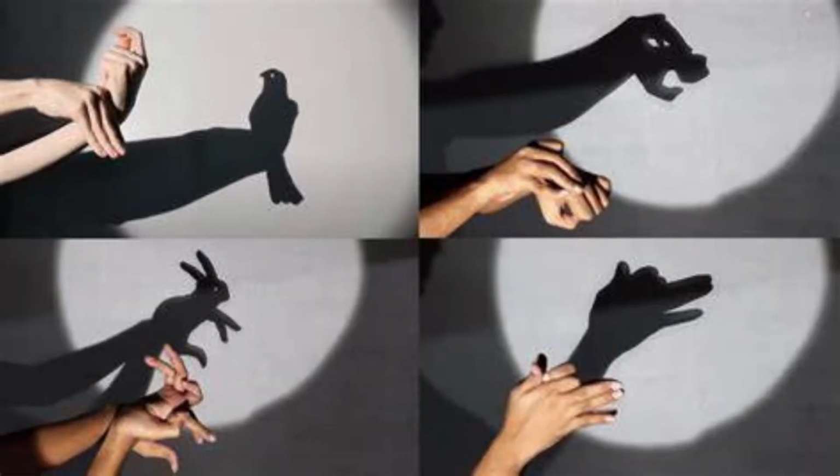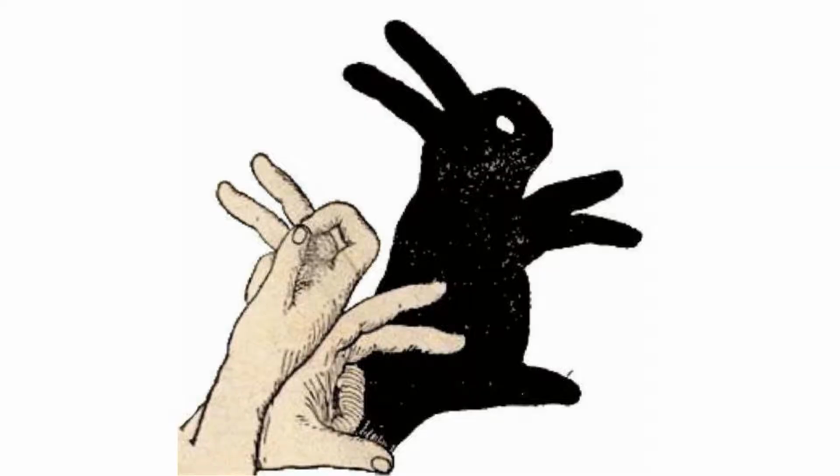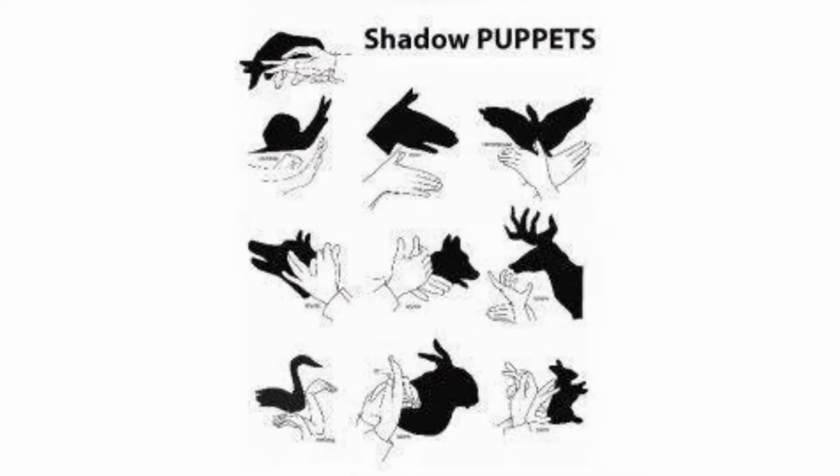Now go into a dark room and light a candle or a torch and try making different shapes with your hands. Those things are called puppets. You can even play with those puppets and we call them shadow puppets.